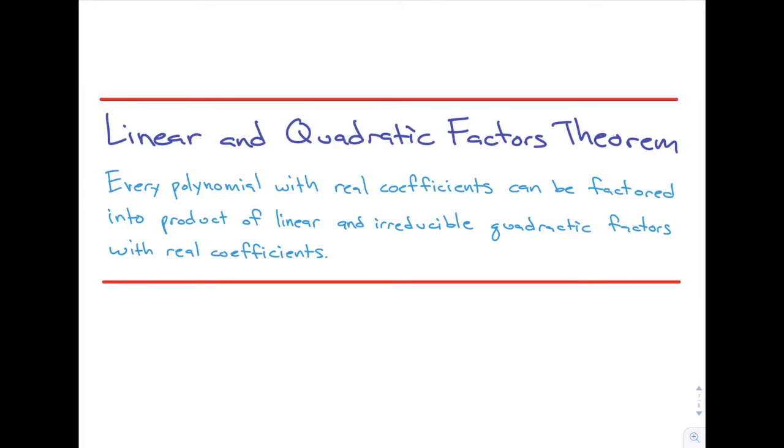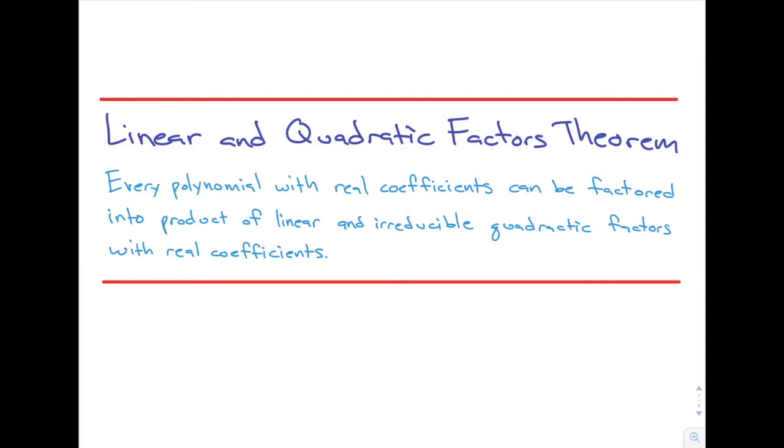The linear and quadratic factors theorem: every polynomial with real coefficients can be factored into a product of linear and irreducible quadratic factors with real coefficients. That is, irreducible in the sense that we're not using the complex numbers. This is particularly useful when we get into partial fractions, so just keep this in the back of your head. But for now, we'll generally be completely factoring any given polynomial.